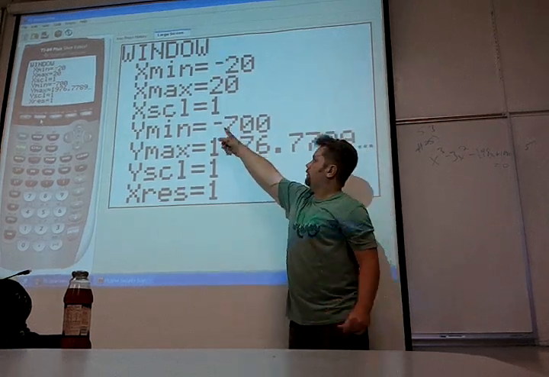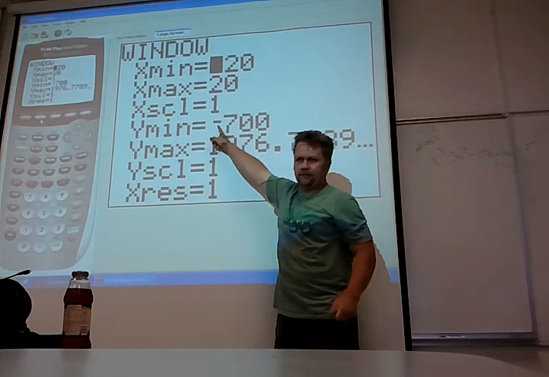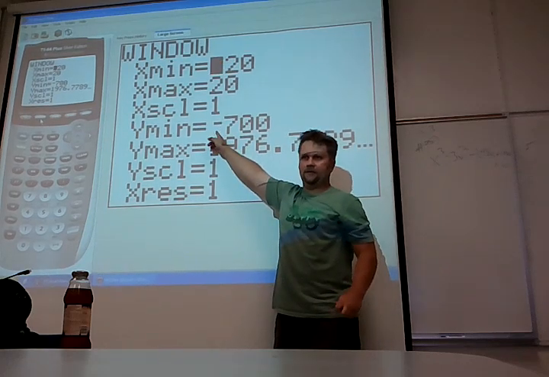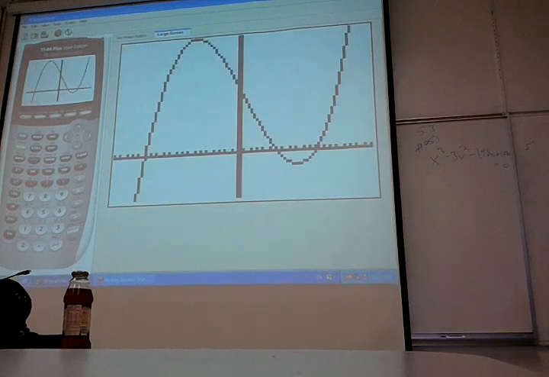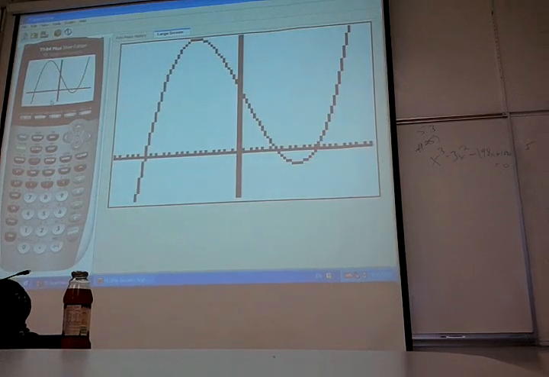All right, so make that negative 700. Remember, there's a minus button and a negative button. Make sure you hit the negative button. If you hit graph now, it should just be lifted up. See, there's a lot more room here.